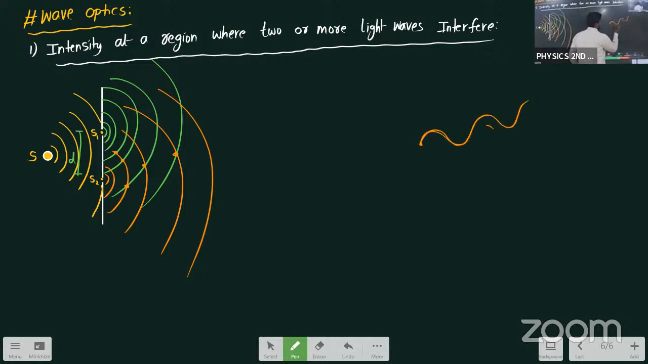This is one wavelength. This is second wavelength. I am having one more source here. This is one wavelength. This is the second wavelength. How many wavelengths are here? Here also the wavelengths are 2 lambda. Here also wavelengths are 2 lambda. So path difference between them is how much? Delta x is equal to 0.